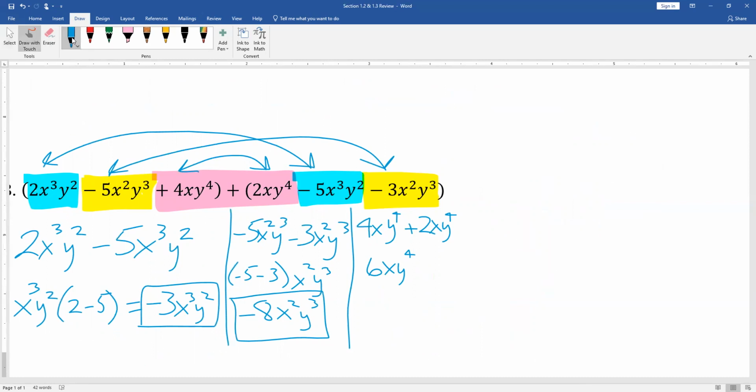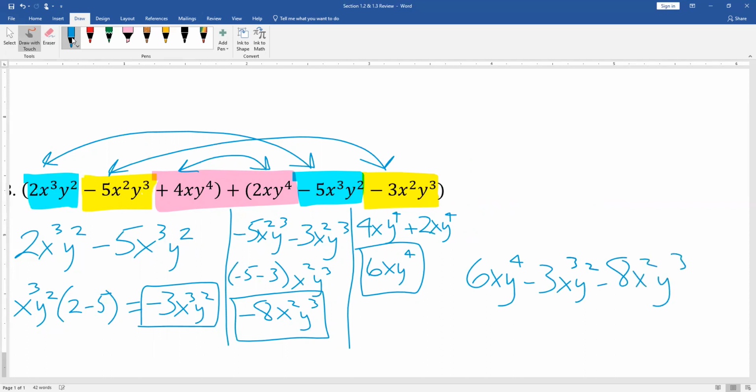Order, I don't suppose would really matter. Just for simplicity's sake, I'm going to put the 6xy to the fourth first since that's the only positive sign term we have here. And I hate starting them with a negative number. So your final answer is 6xy to the fourth minus 3x cubed y squared minus 8x squared y cubed. And I'm so sorry that's so messy. That's the best I can do with my fat fingers. All right, and that's our answer. That's as simplified as this problem's ever going to get.